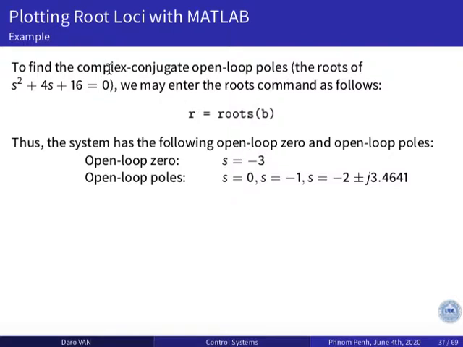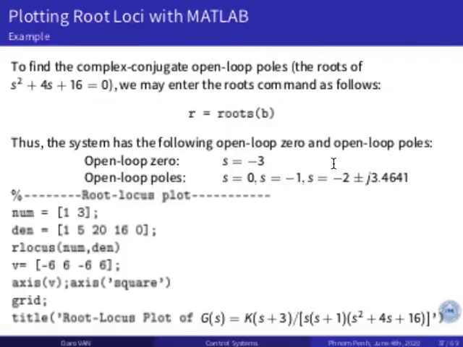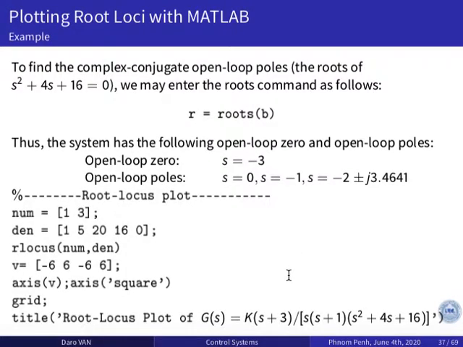You can also find the complex conjugate open loop poles like this. You may use the roots function and specify p. Does the system have the following open loop zero and poles given like this? And then in order to plot, you can specify like this.